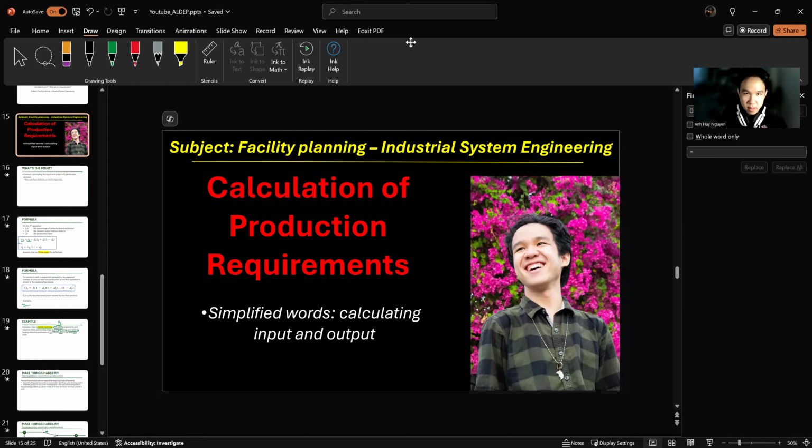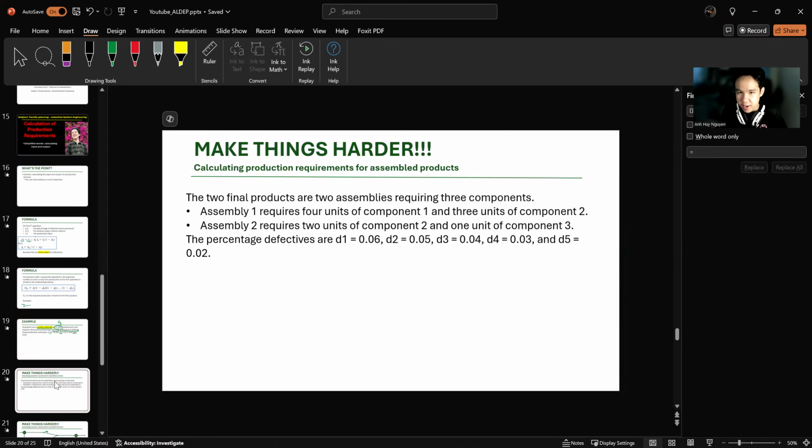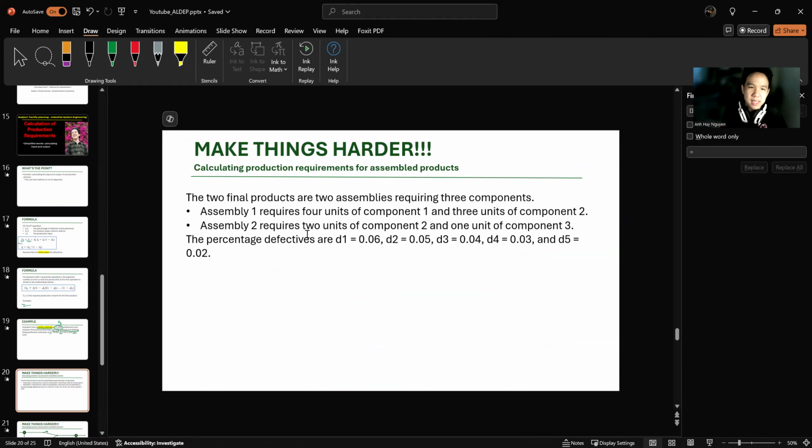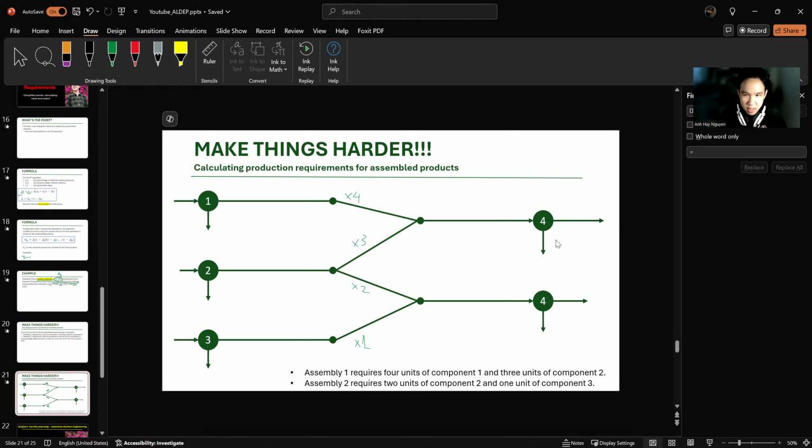Yeah, okay. Now let's make things a little bit harder. In the previous example, you just dealt with a very straightforward process, step one, step two, step three, no assembly or anything like that. But now, what if we make things a little bit harder? Imagine you have two final products, product number 4 and product number 5. Let's imagine, okay?